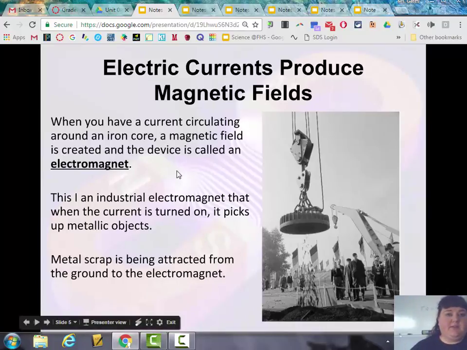And we see them all the time. Anything that has an electric motor, like a fan or a toy car, has electromagnets in it. Speakers contain electromagnets. We'll talk more about speakers when we talk about sound.